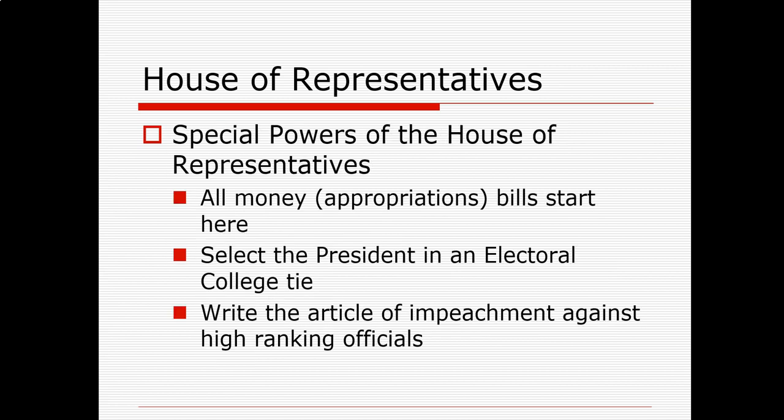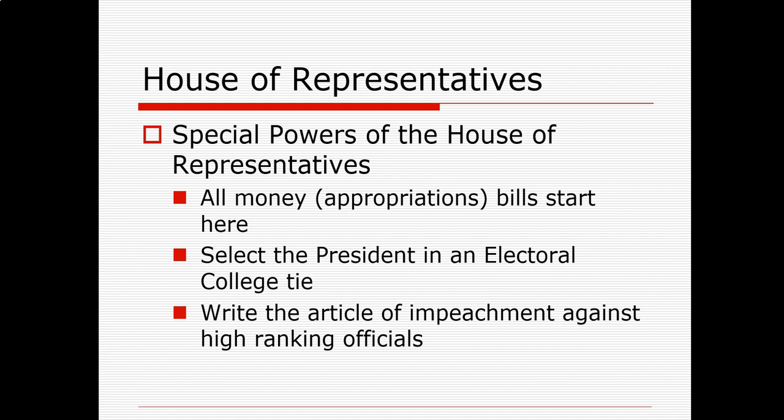Special powers of the House of Representatives. All money appropriations bills start here. The House of Representatives has the power of the money. The House of Representatives can vote and provide money to the president to carry out its powers. So it's a very powerful position. The House of Representatives can actually dictate how much money goes into different programs.